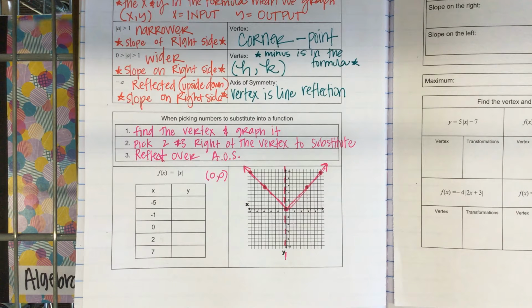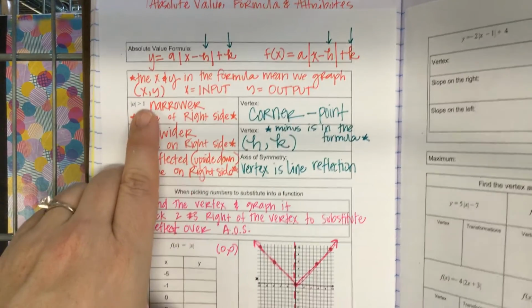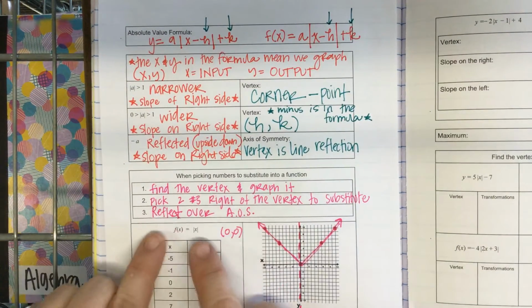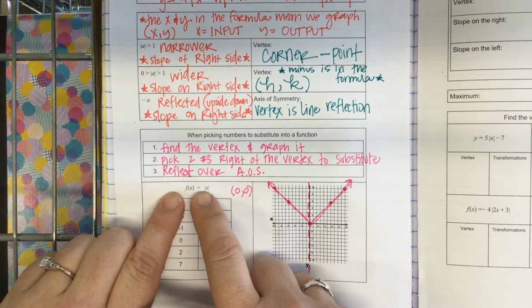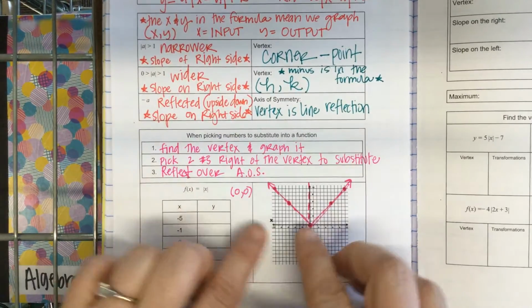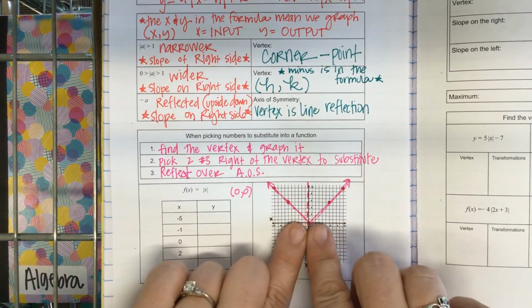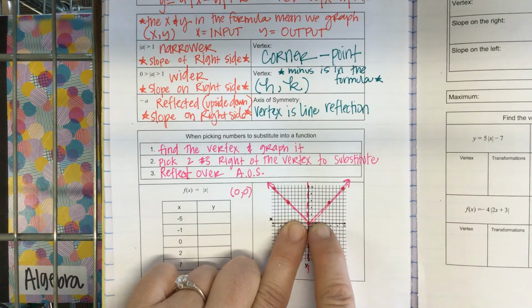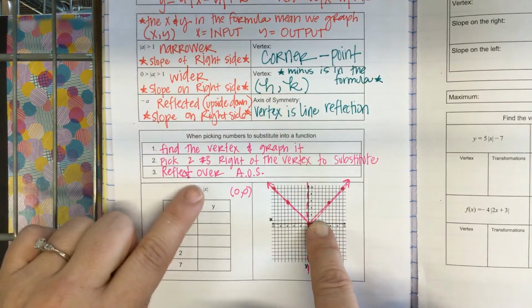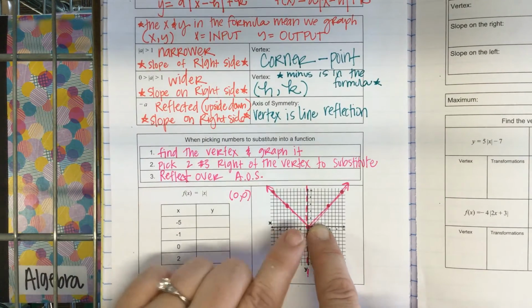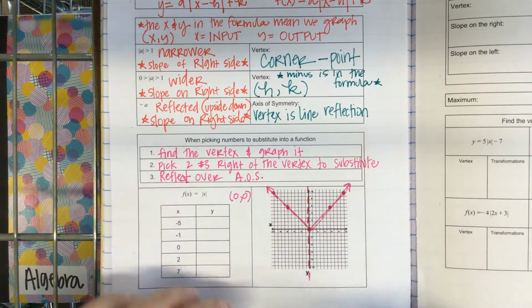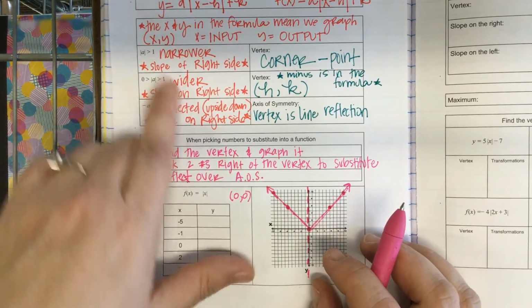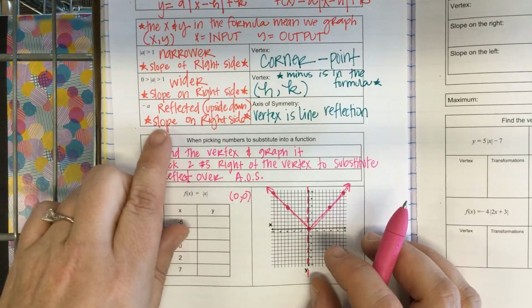There's a left side and a right side. So if we look, my A value was actually just 1, correct? So it doesn't fit in any of these. This is called the parent function. This is like the most beautiful absolute value function. It's perfect. And if you notice, my A value was 1. It's positive, so it opens up. And the A value is the slope on the right side.